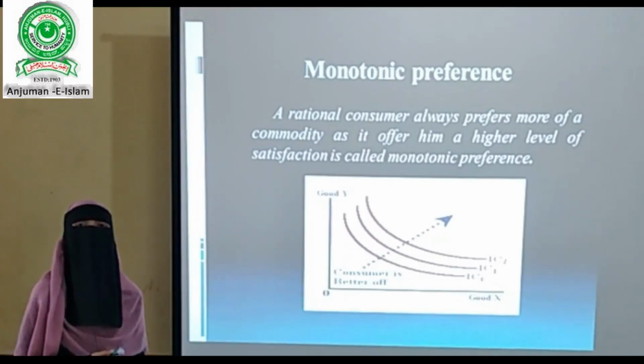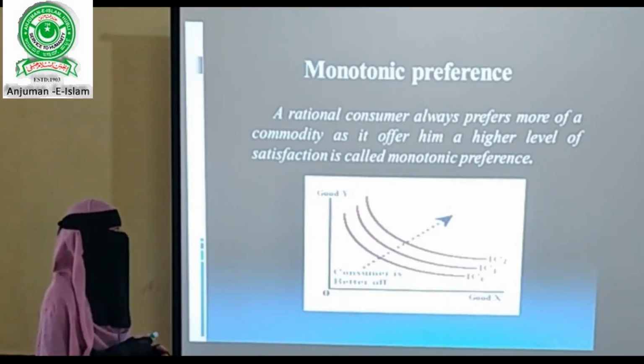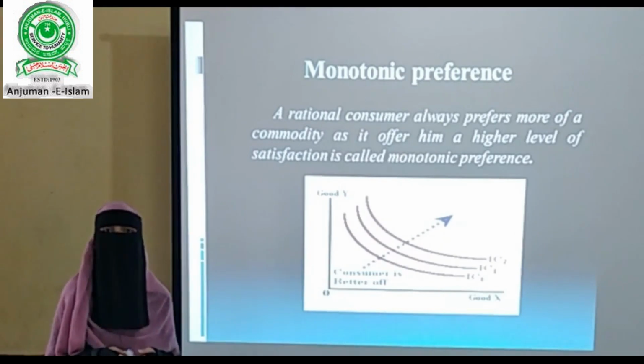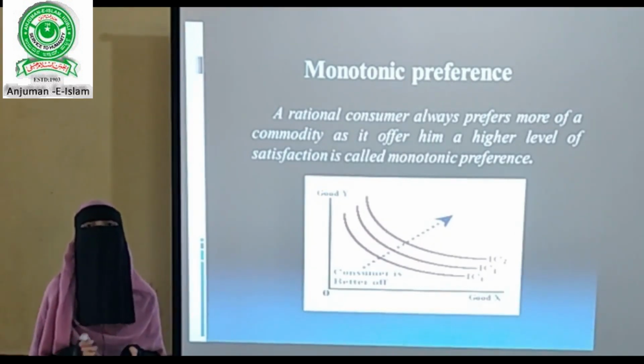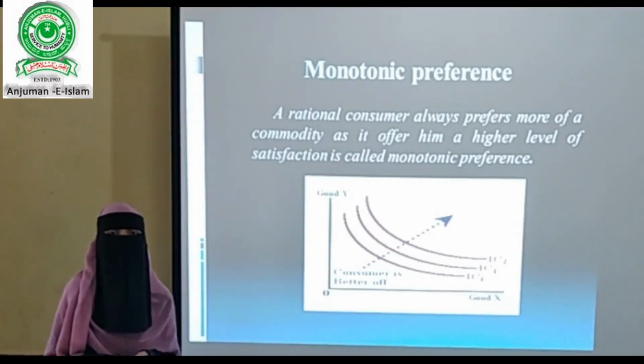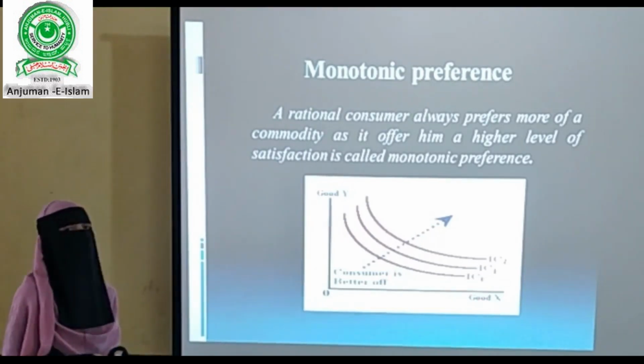The consumer will always prefer the highest indifference curve because it is going to provide him more quantities, which is going to give him the higher level of satisfaction. So this is regarding the monotonic preference.